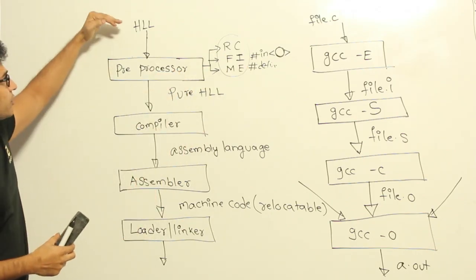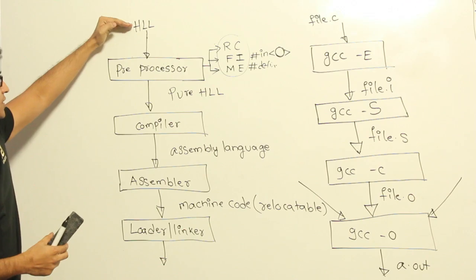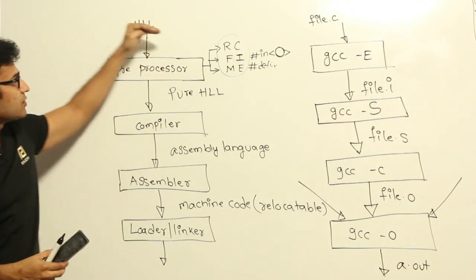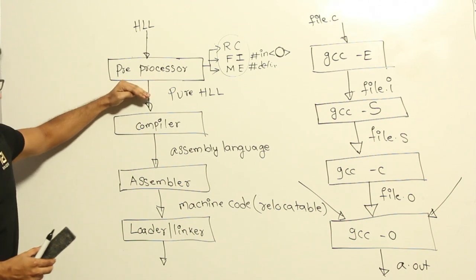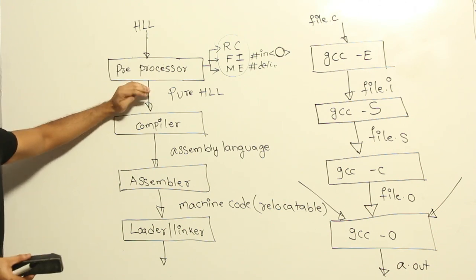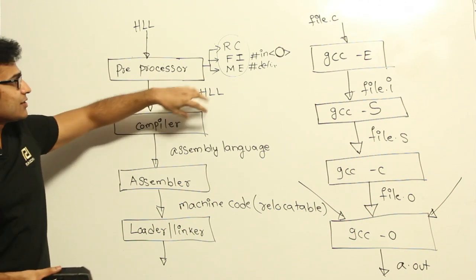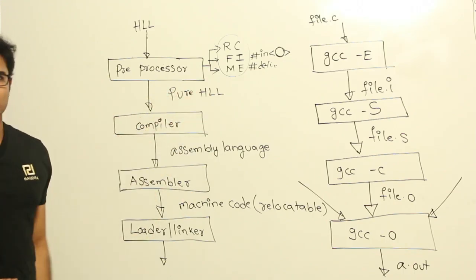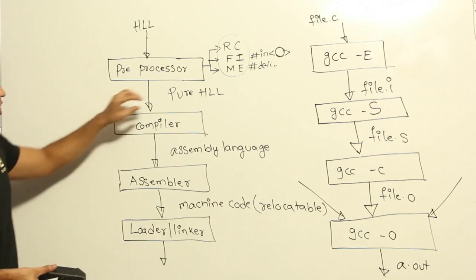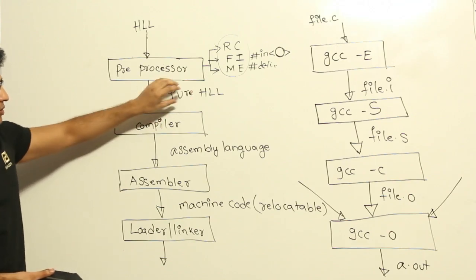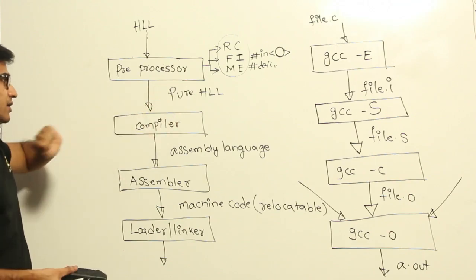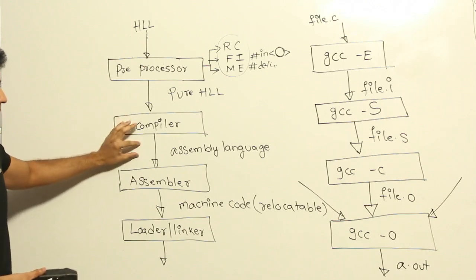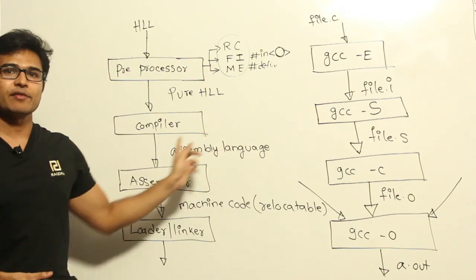Once you give the high level language to the preprocessor and it does all this, it is going to produce again a file which will still be in high level language. That is simply called pure high level language. There is no other name, so we are using pure high level language. Okay, now after this, your compiler is going to take this pure high level language file and compile it, and the output of the compiler will be an assembly language file.